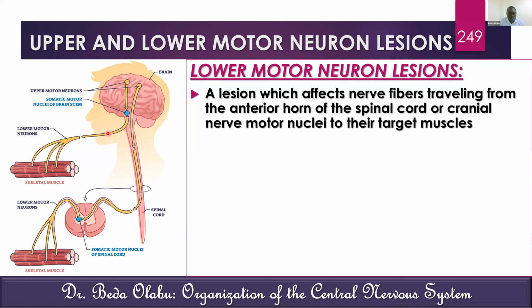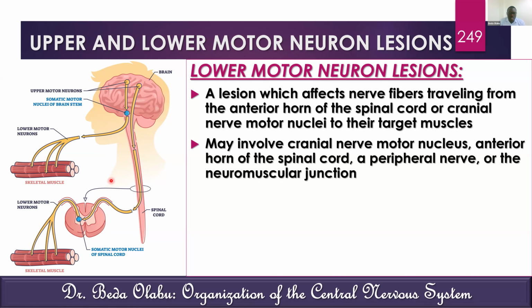So the part that is affected is what will be called the lower motor neuron. This may involve either the nucleus itself within the brainstem or the nucleus within the anterior horn, or it may involve the peripheral nerve itself, or it may involve the junction, the neuromuscular junction.